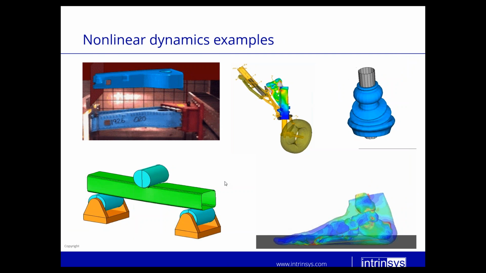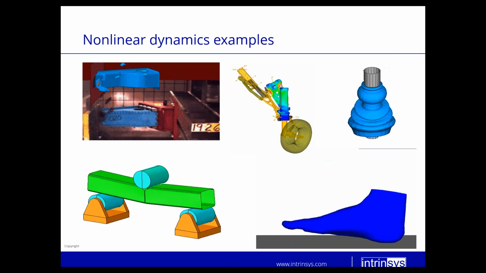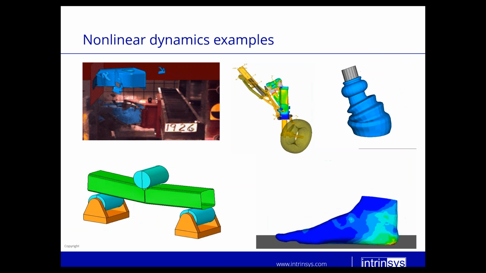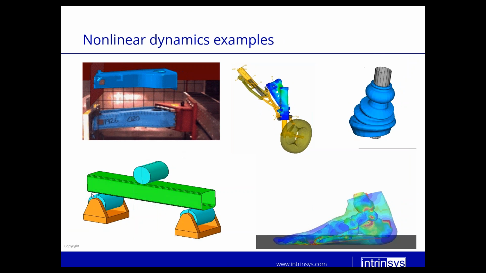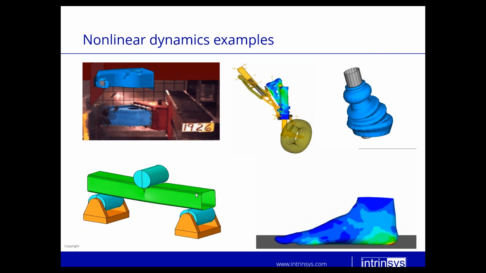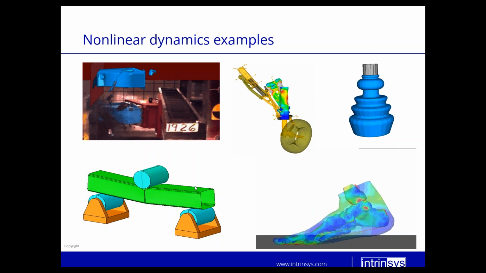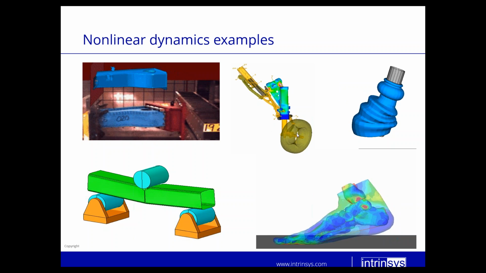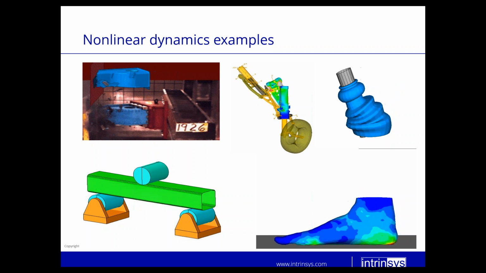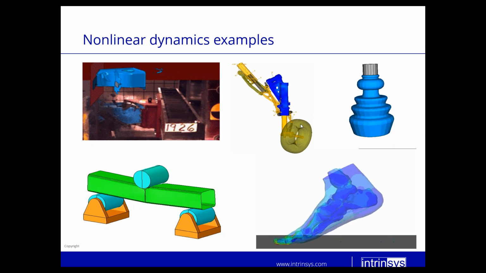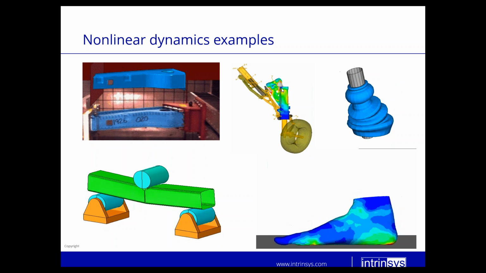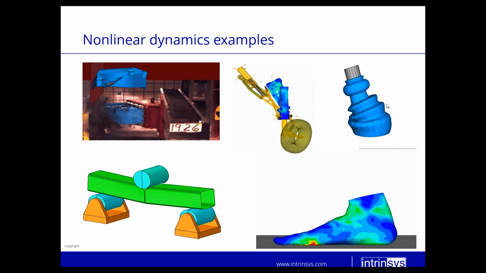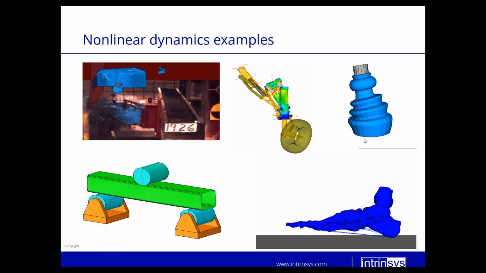So let's just go on to some examples of where you can use these. This is a typical crash and impact type analysis. The one below is a fracture. So you can simulate all these using explicit dynamics. This is a mechanism. As you can see, the overall deformation of the structure is nonlinear, but each component is acting in a linear fashion. You can have nonlinear materials, nonlinear behavior, and nonlinear contact.